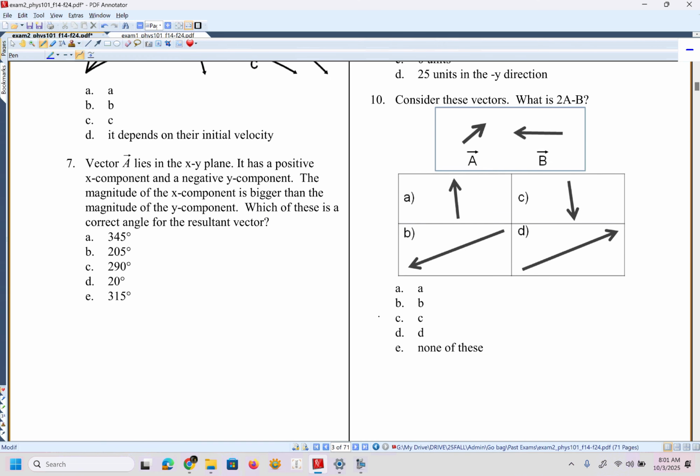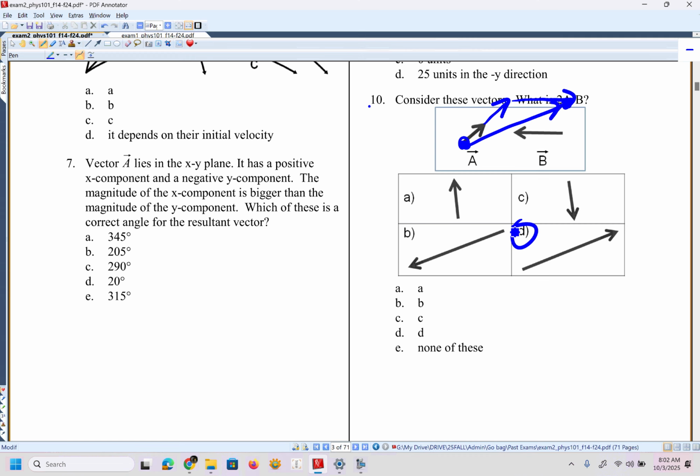You'll certainly have one like number 10, where you're doing 2 vectors, adding them or subtracting them. Make sure that you are careful about recognizing what I'm asking you to do. In this case, I'm asking you to take the double vector A and subtract vector B. So I'm doubling vector A, and then I'm subtracting vector B. So I draw vector B the opposite direction, and then I always start at the beginning and end at the end, so the answer is D.